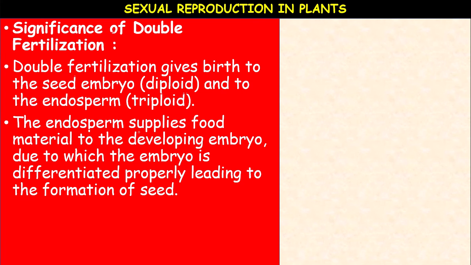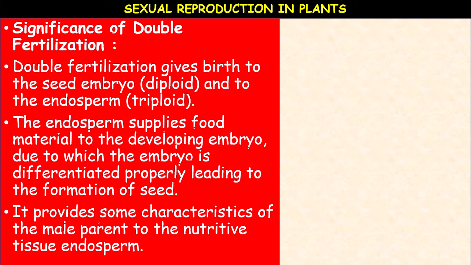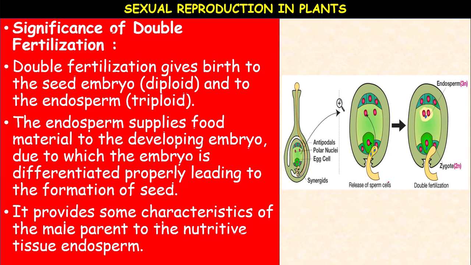The endosperm supplies the food materials to the developing embryo, due to which the embryo is differentiated properly, leading to formation of the seed. So, it transfers some characteristics of the male parent to the nutritive tissue, the endosperm. So, the zygote develops into the embryo and the endosperm provides the food.